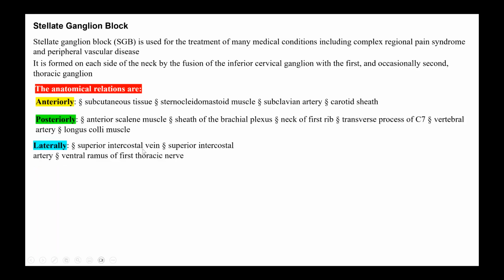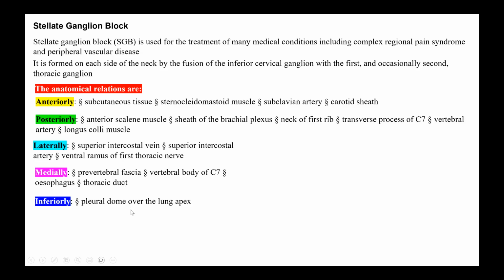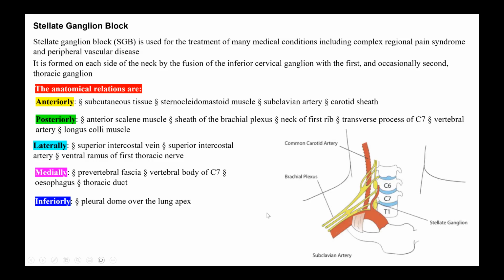Laterally, it lies on the superior intercostal vein and superior intercostal artery. Medially, it has the prevertebral fascia, vertebral body of C7, esophagus and thoracic duct. Inferiorly, the pleura, dome over the lung's apex. So that's all the relationships here.